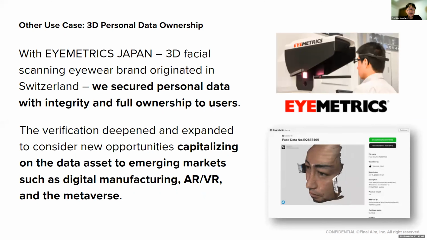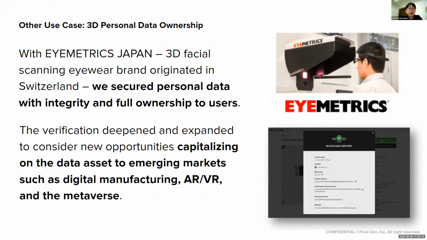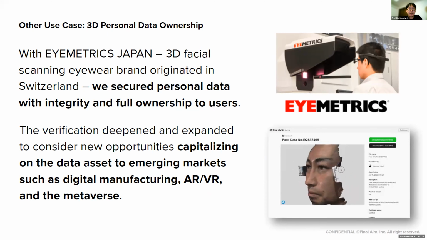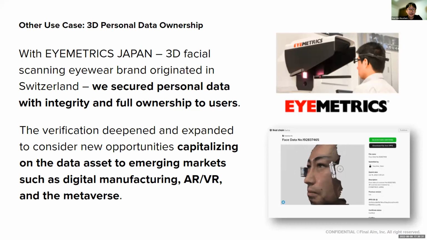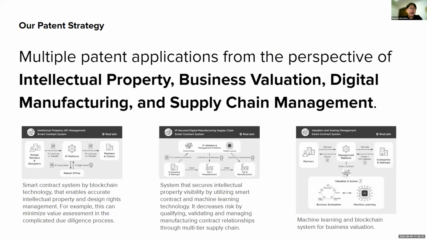And as an example, with iMatrix Japan, a 3D facial scanning eyewear brand originated in Switzerland, the Final Aim secures personal data with integrity and full ownership for users. The verification deepened and expanded to consider new opportunities, capitalizing on the data set for emerging markets, such as digital manufacturing, AR and VR, and the metaverse. And we have already filed multiple patent applications from the perspective of intellectual property and business variation in digital manufacturing and supply chain management.